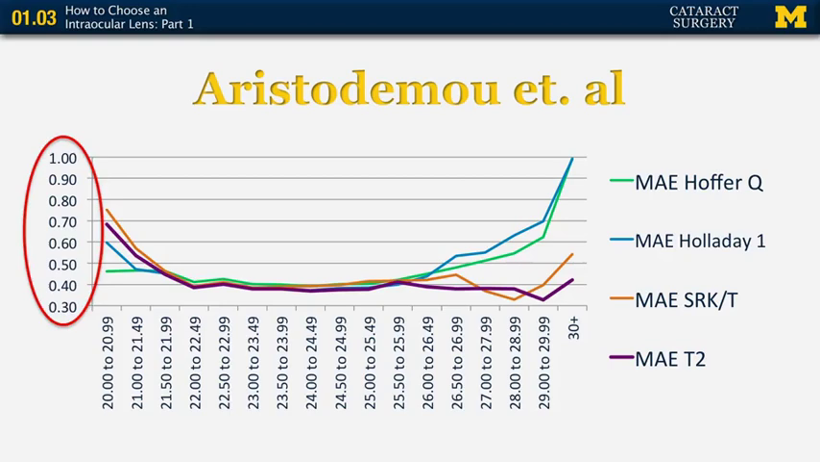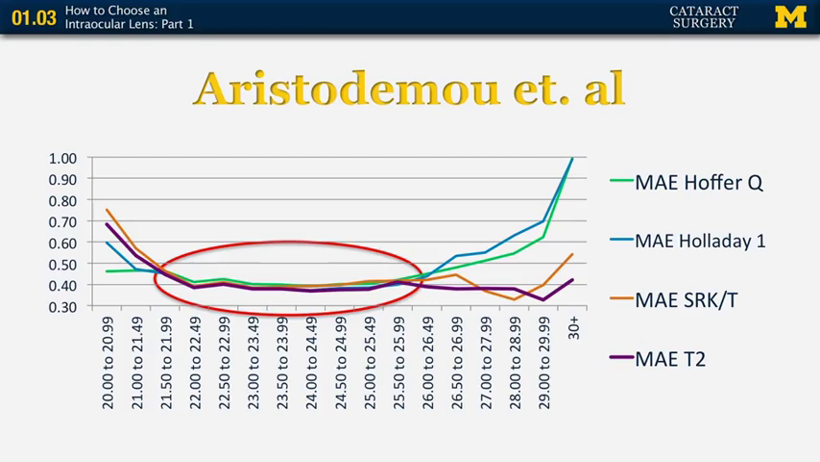On the y-axis is the mean absolute error. And you'll see from this that the lower numbers are at the bottom, and that's where you want. If your formula is really accurate, the value would be 0. So you want the values low. The lower on this list that the line goes, the better that formula is. On the x-axis, we have short eyes on the left, 20 diopters, and long eyes on the right.